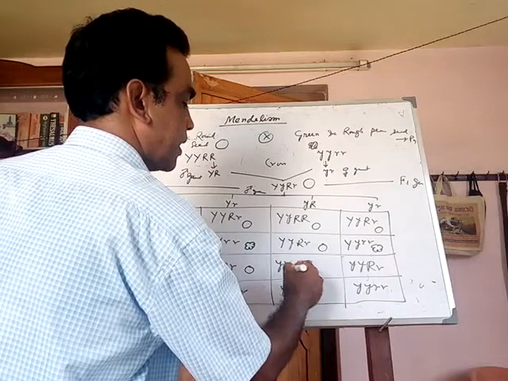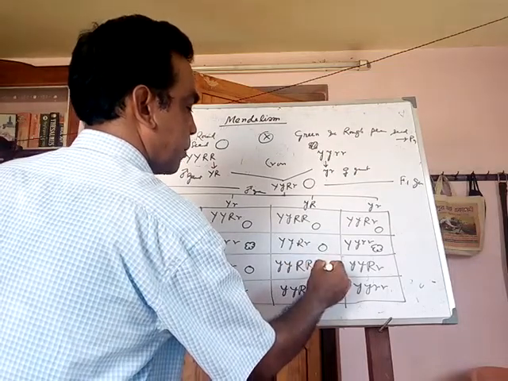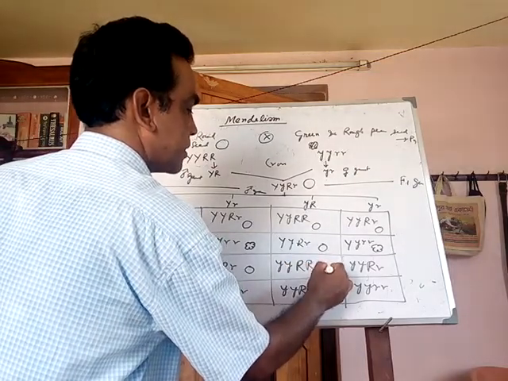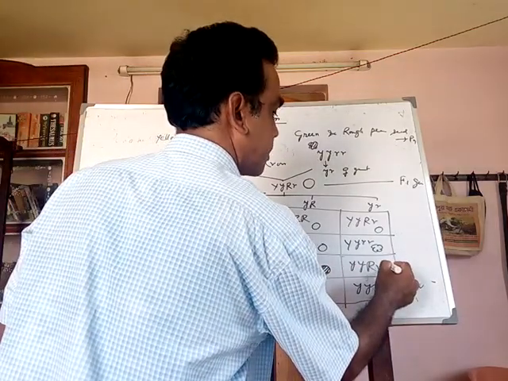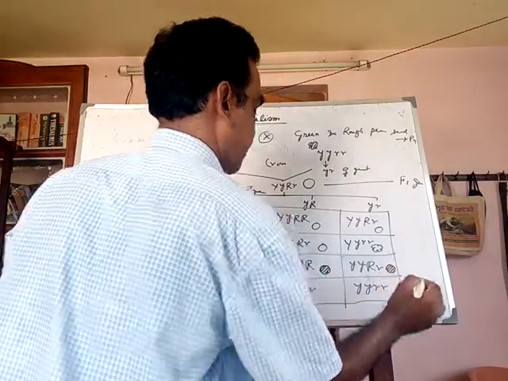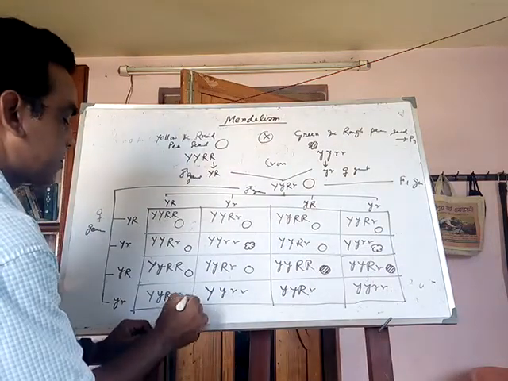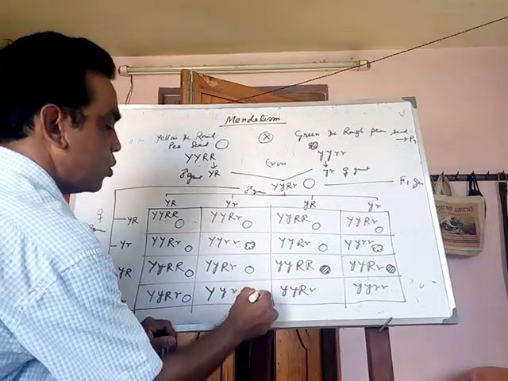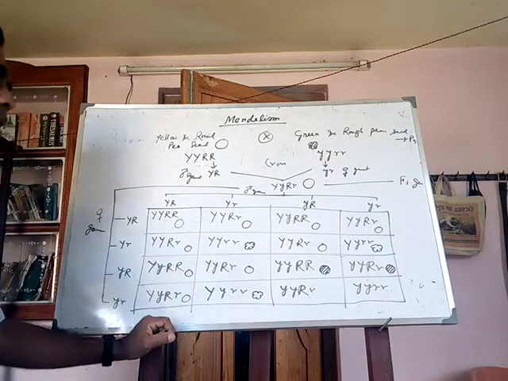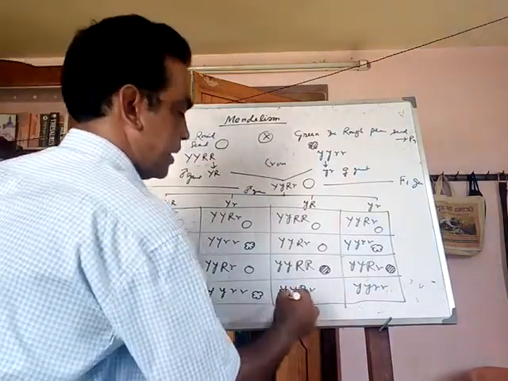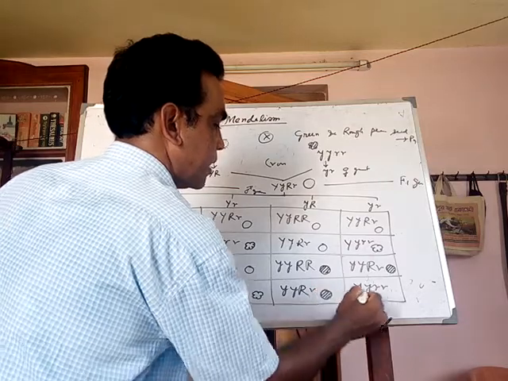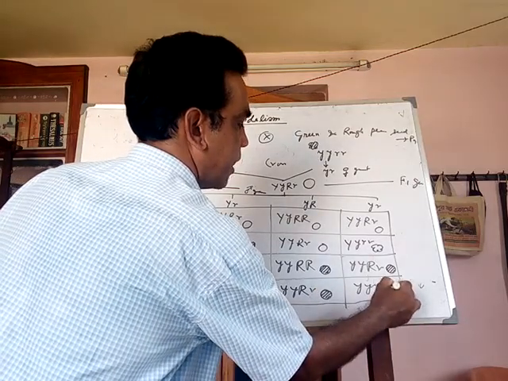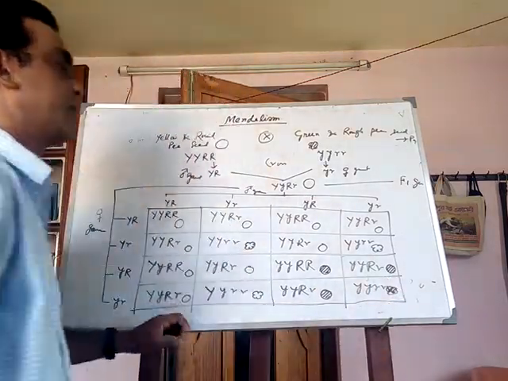It is green but rounded. That is, it is green but rounded. That is, it is yellow rounded seeds. It is yellow but not rounded. It is green but rounded. It is green and rough, not rounded.